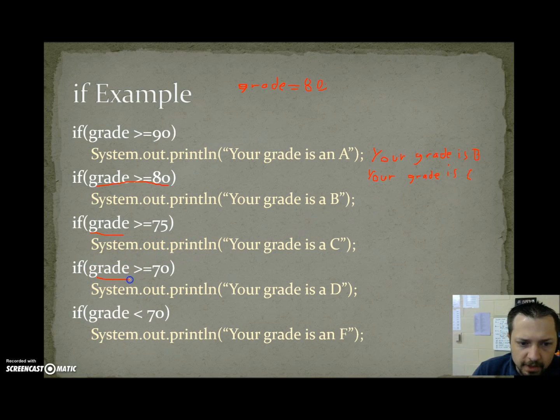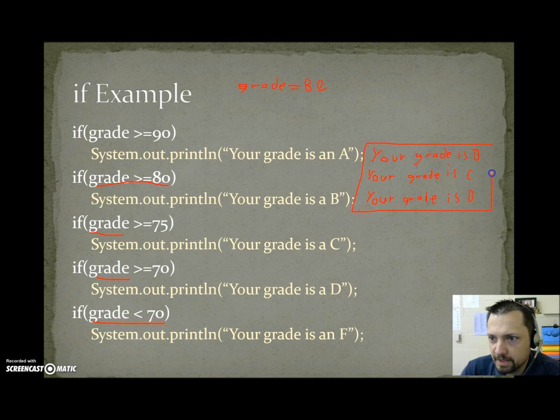Now we say, is your grade greater than or equal to 70? Yes. That is a true statement, so we'd get your grade is D. Then we'd say, is grade less than 70? No. So we would not see F. But this output seems a little bit wrong. If you have an 80, your output shouldn't be your grade is B, your grade is C, your grade is D. Let's move into the next slide and we're going to talk about how to fix that.